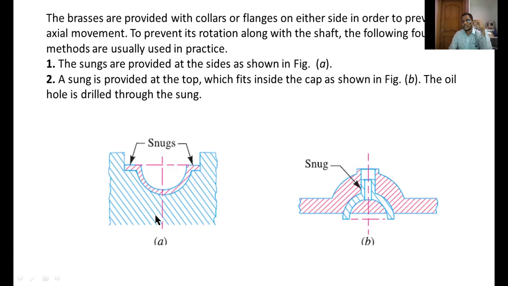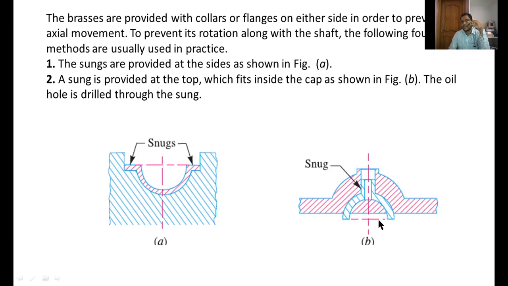Along with the shop, we are usually using four methods in practice. The first one is this, the first method, and this one is the second method. In the first method, the shunts are provided at the sides. These side edges are called shunts, as shown here. In the second method, the shunt is provided at the top, which fits inside the cap, as shown here.